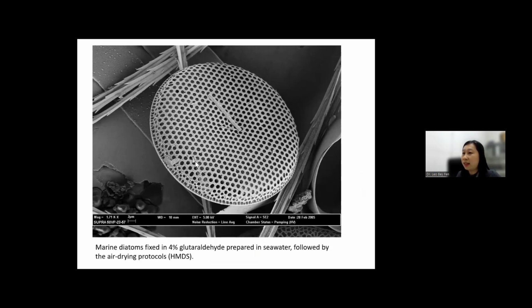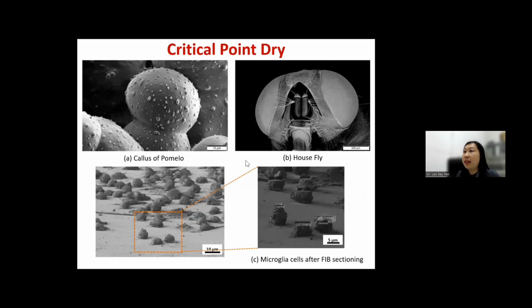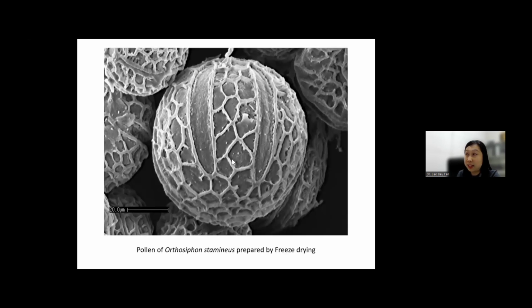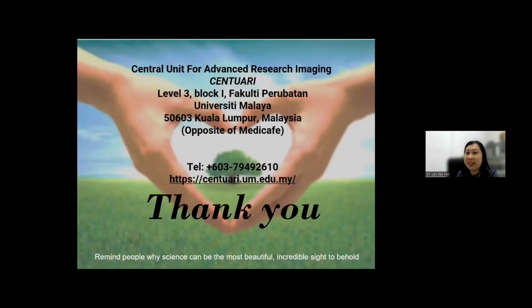These are marine samples fixed in 4% glutaraldehyde prepared in seawater, then dried using air drying protocols. And here is a housefly, and a micrograph of a cell sample after fixation, so we can see how the nanoparticles interact with the cell. And here are the colors of the pomelo. It is quite interesting. Here are freeze-dried fungus samples and also pollens using the freeze-drying method as well. Because of the limited time, I need to hand over to Dr. Azlan. Anwar, back to you.